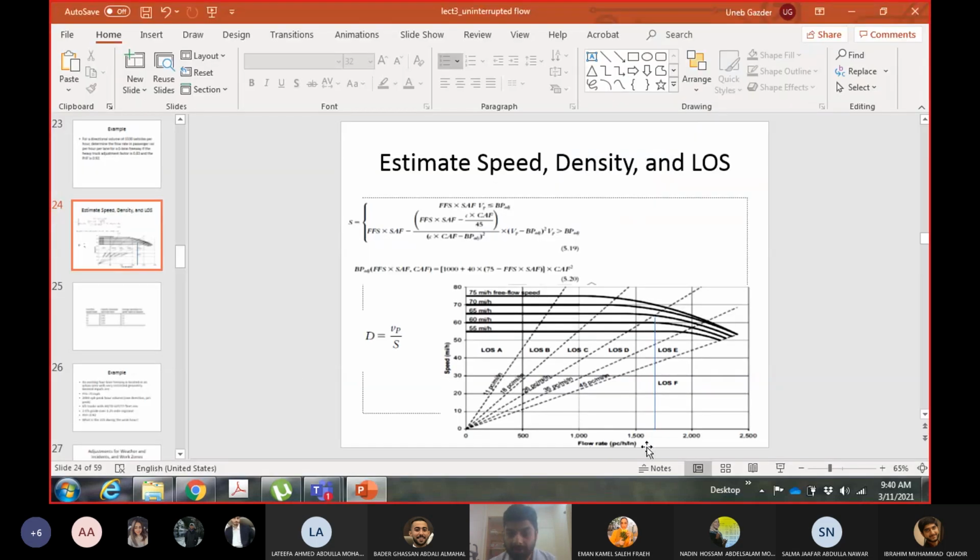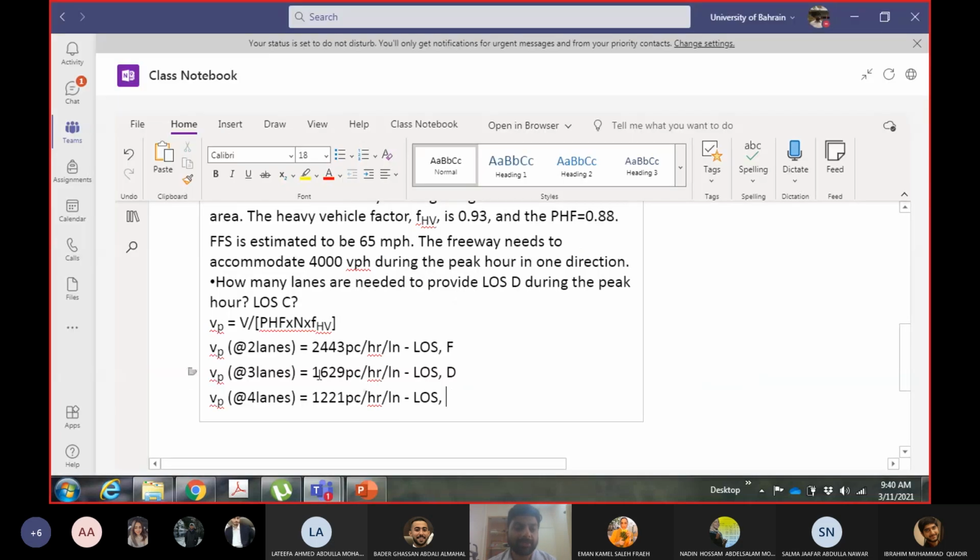In that condition, 1221, I'm here, right? If I go up from here, then I'm achieving level of service C. So job done. We need 3 lanes for level of service D, and we need 4 lanes for level of service C. And if you provide 2 lanes, then you will have level of service F.